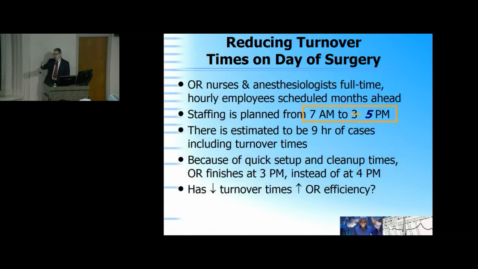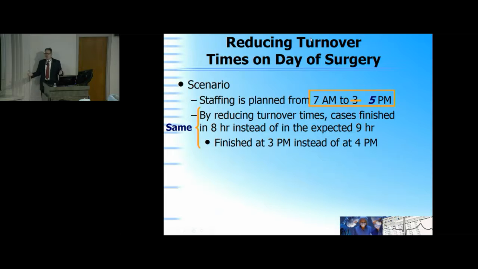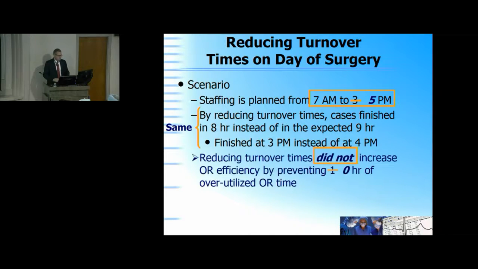In contrast, suppose the staffing that maximizes the efficiency of use of OR time is 7 till 5. If the staffing is 7 till 5, the identical reduction in turnover time now has not increased operating efficiency. It's still just the same turnover time reduction. It's working equally quickly. But if you don't reduce overutilized time, you have no increased efficiency.